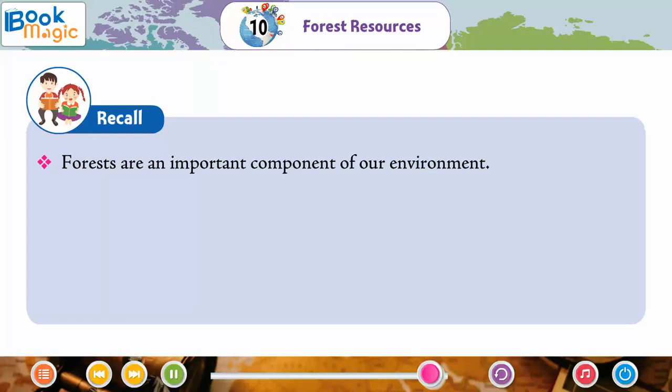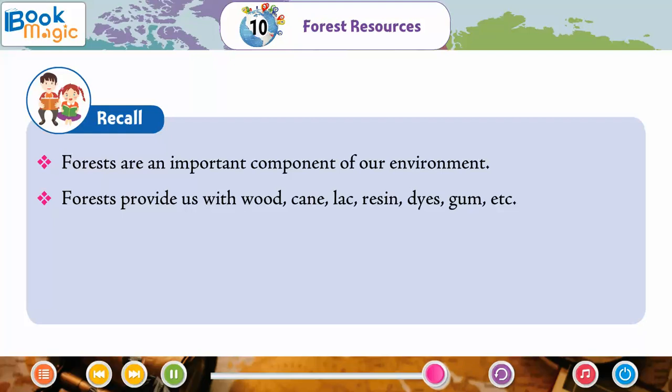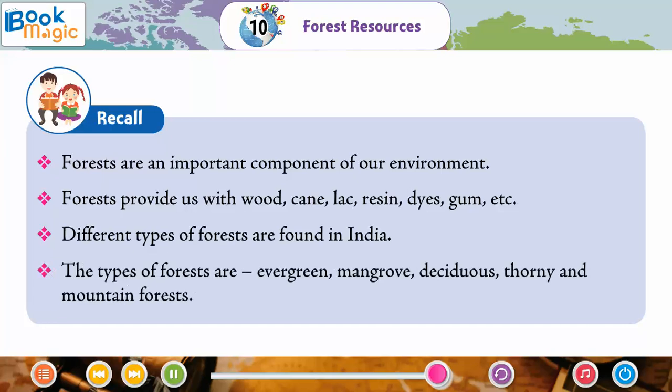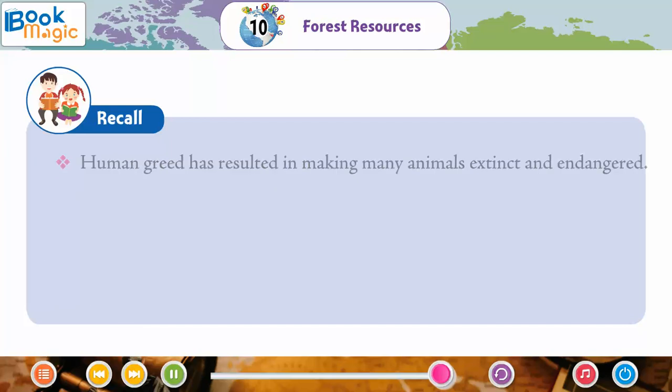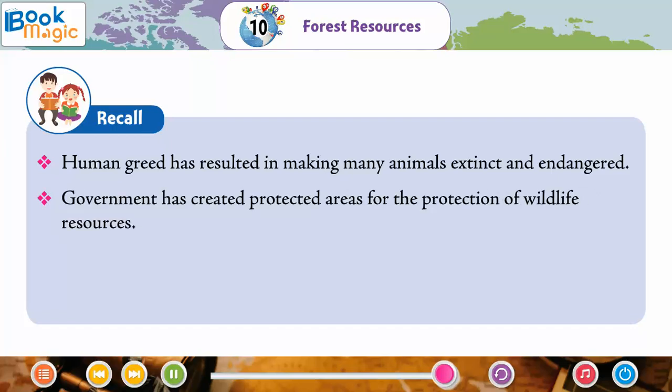Recall, forests are an important component of our environment. Forests provide us with wood, cane, bark, resin, dyes, gum, etc. Different types of forests are found in India. The types of forest are evergreen, mangrove, deciduous, thorny and mountain forest. Human greed has resulted in making many animals extinct and endangered. Government has created protected areas for the protection of wildlife resources.